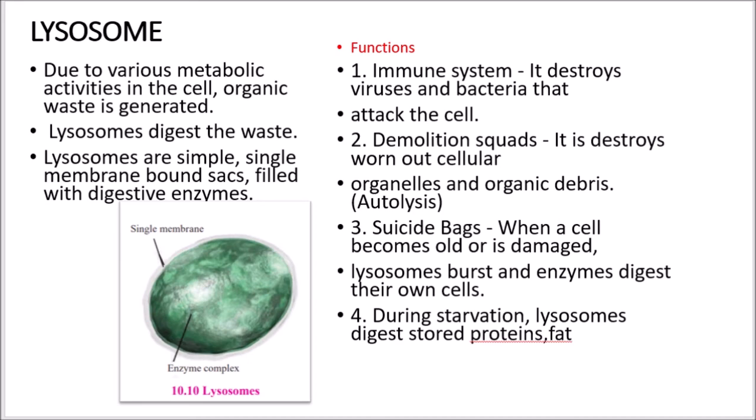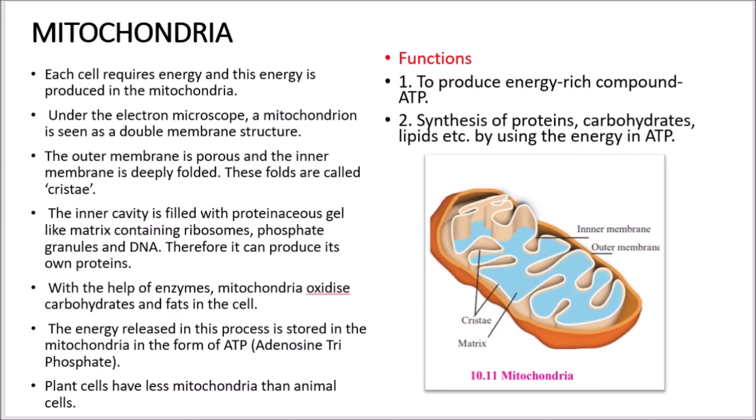It is a simple sac. The next is the mitochondria, one of the very important cell organelles, because it gives energy to the cell. Each cell requires energy, and this energy is produced in the mitochondria. Under the electron microscope, a mitochondrion is seen as a double membrane structure. The outer membrane is porous and the inner membrane is deeply folded. These folds are called cristae.